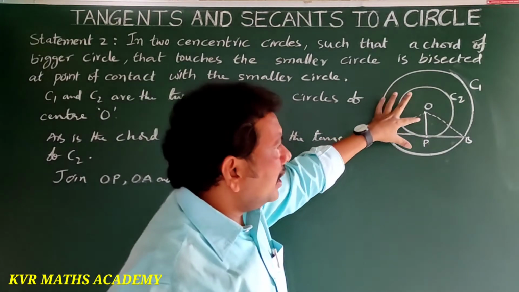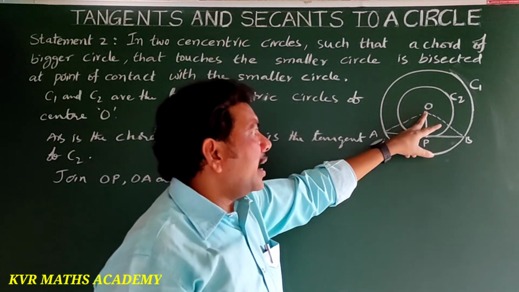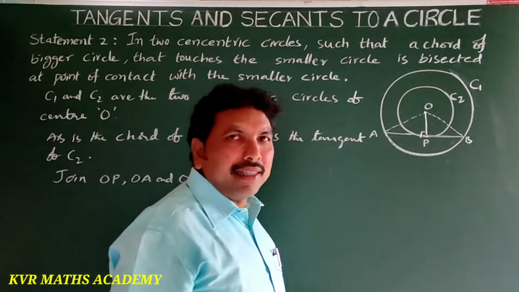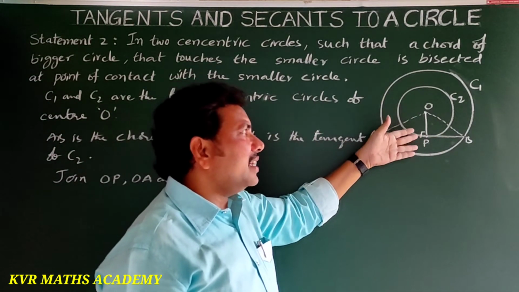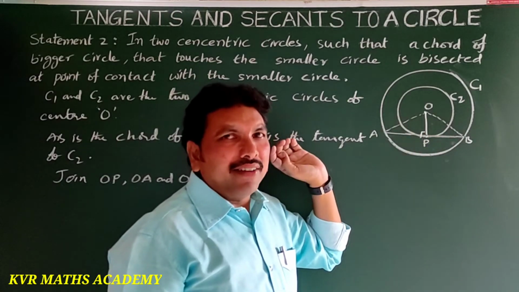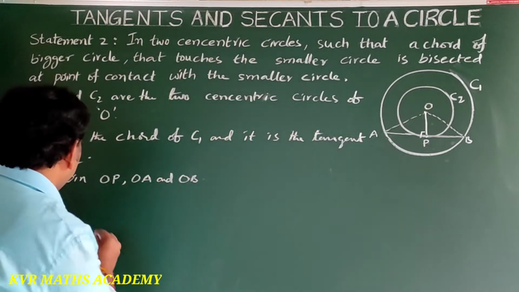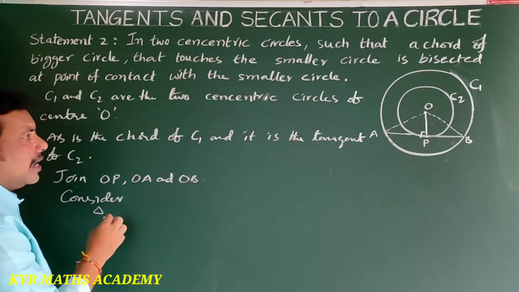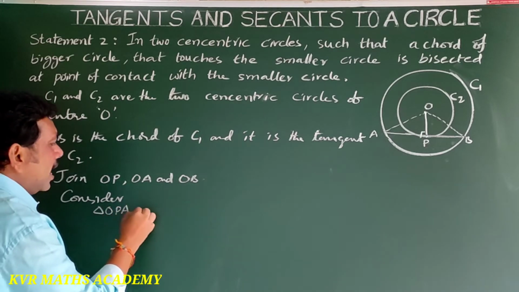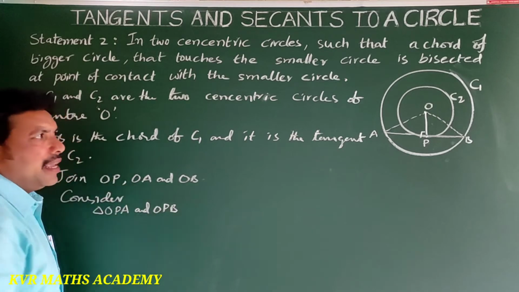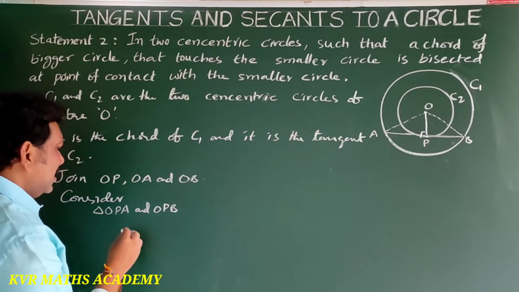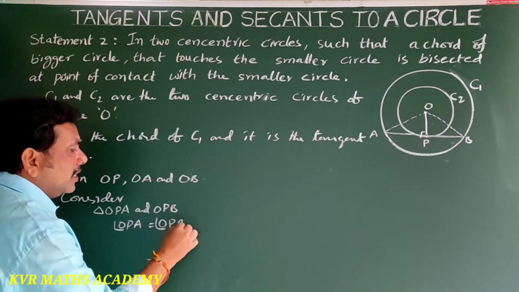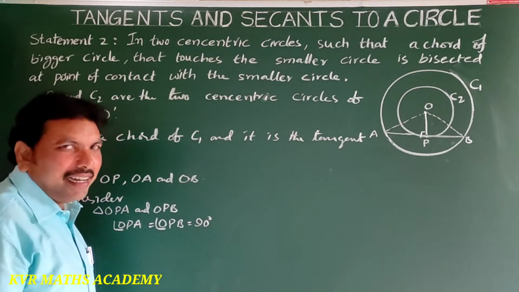Yes. Let us take these two triangles, OPA and OPB. Here this is 90 degrees or not? Yes, exactly. Why? Because of the angle between radius and tangent at the point of contact, right? Consider triangles OPA and OPB. Angle OPA is equal to angle OPB, which is equal to 90 degrees, right?